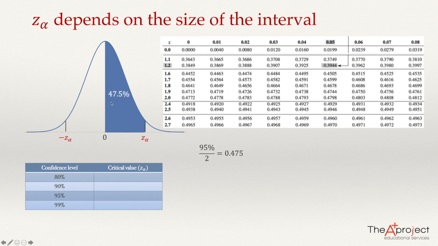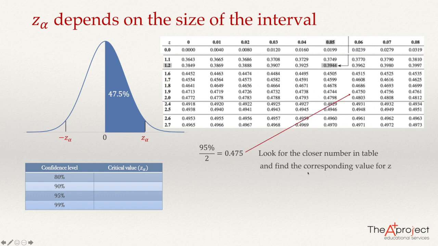0.475 corresponds to this area, 47.5. What we need to do is just look for the closest number in the area part of the table. This will be easy because these areas are in order. For example, you can see here 0.4719, 0.4726. They are closer and closer to 0.475 until this one that is the closest one. And actually, this is exactly what I'm looking for, 0.4750. And we need to find the corresponding values for z.